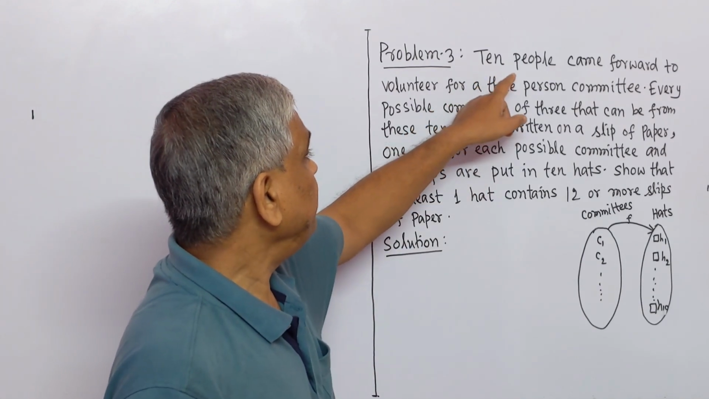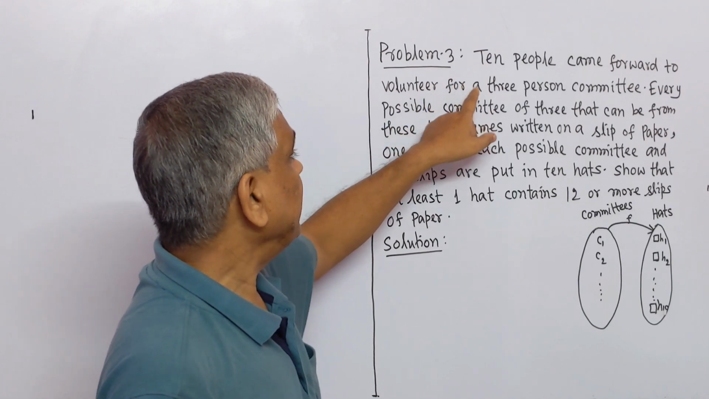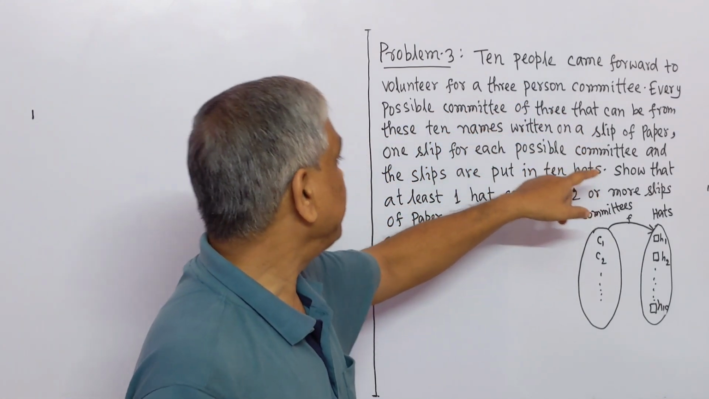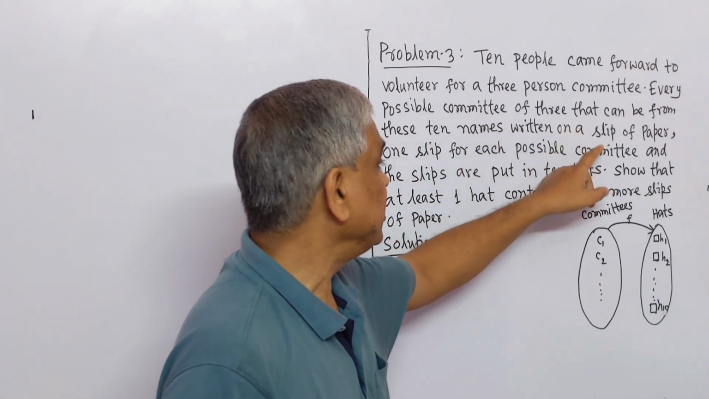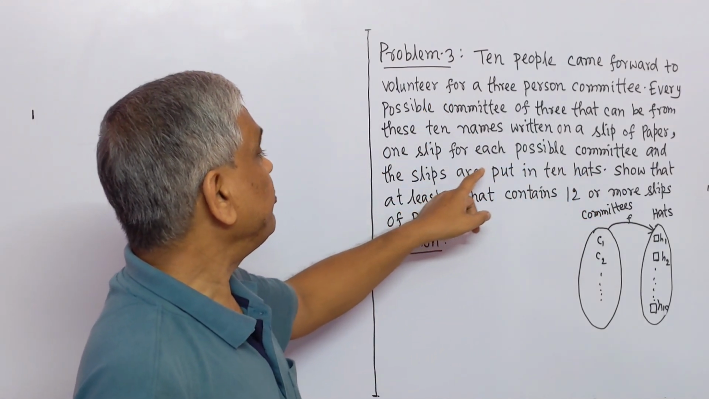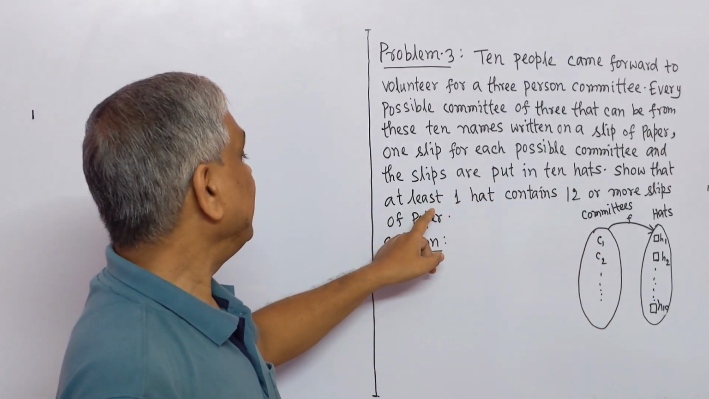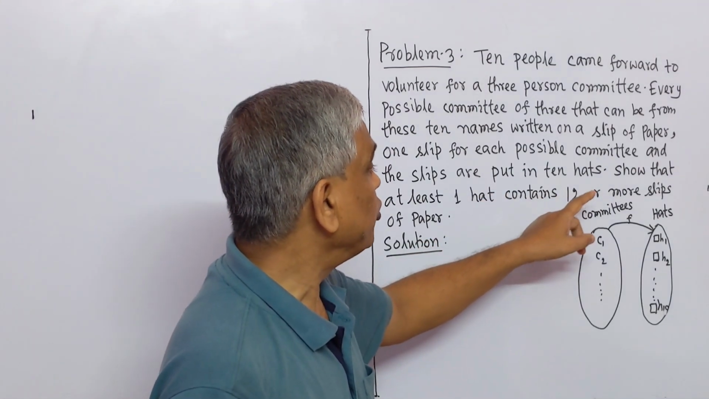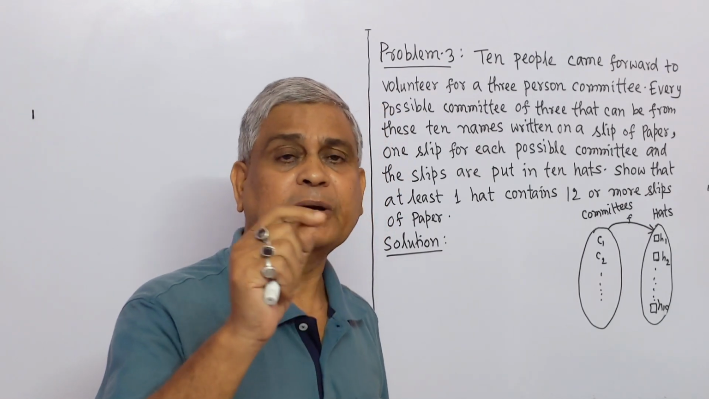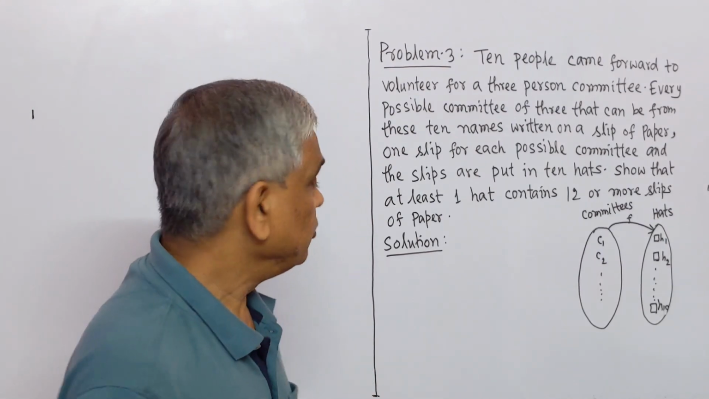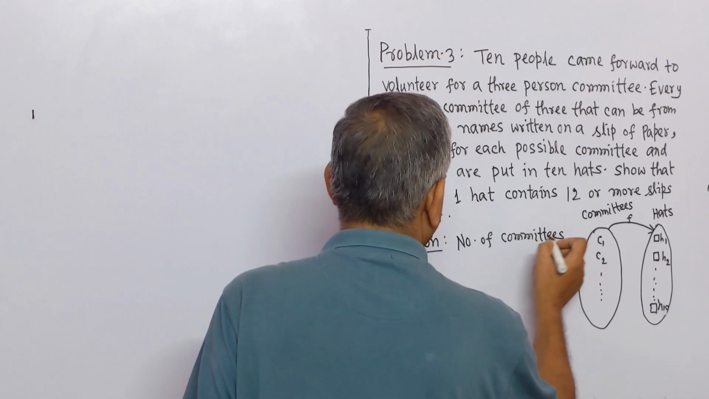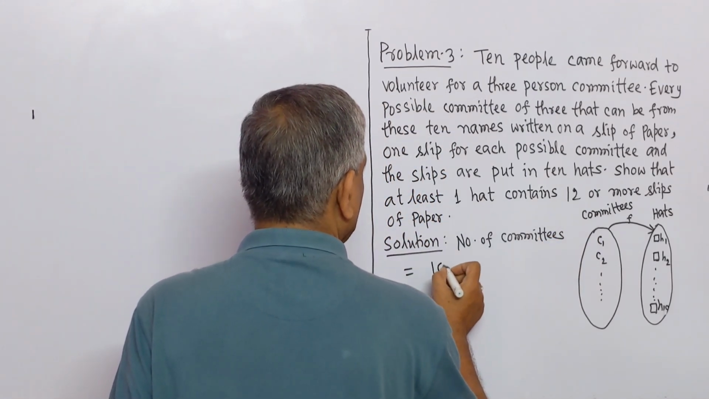Next problem is 10 people came forward to volunteer for a 3-person committee. If every possible committee of 3 that can be formed from these 10 names is written on a slip of paper, one slip for each possible committee, and the slips are put in 10 hats, show that at least one hat contains 12 or more slips of paper. Now we will have to form 3 members committee among 10 people. So number of committees will be equal to 10C3.